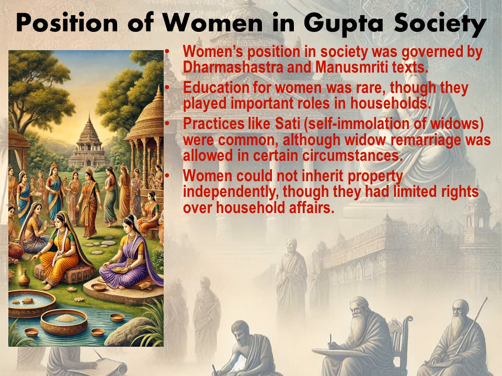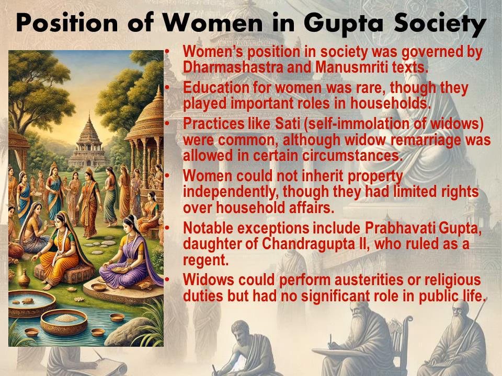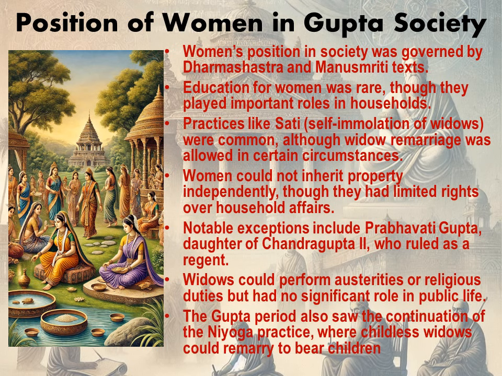Women could not inherit property independently, though they had limited rights over household affairs. Notable exceptions include Prabhavati Gupta, daughter of Chandragupta II, who ruled as a regent. Widows could perform austerities or religious duties but had no significant role in public life. The Gupta period also saw the continuation of Niyoga practice, where childless widows could remarry to bear children.